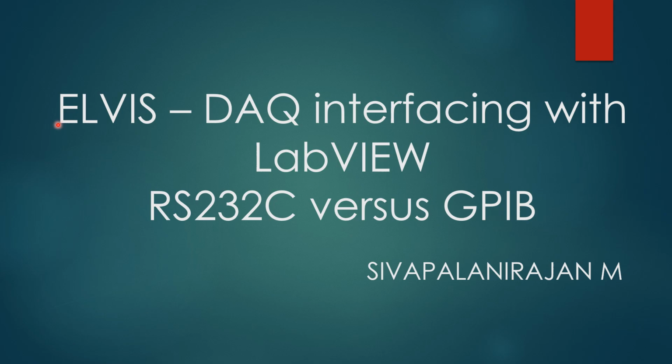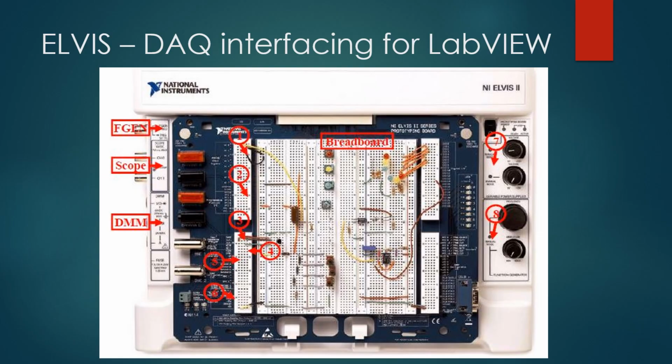In this video, we are going to discuss ELVIS, which is a data acquisition system used in the LabVIEW environment. It utilizes RS-232 and GPIB for its interfacing abilities, which we will see in a detailed note. ELVIS looks as in the figure.